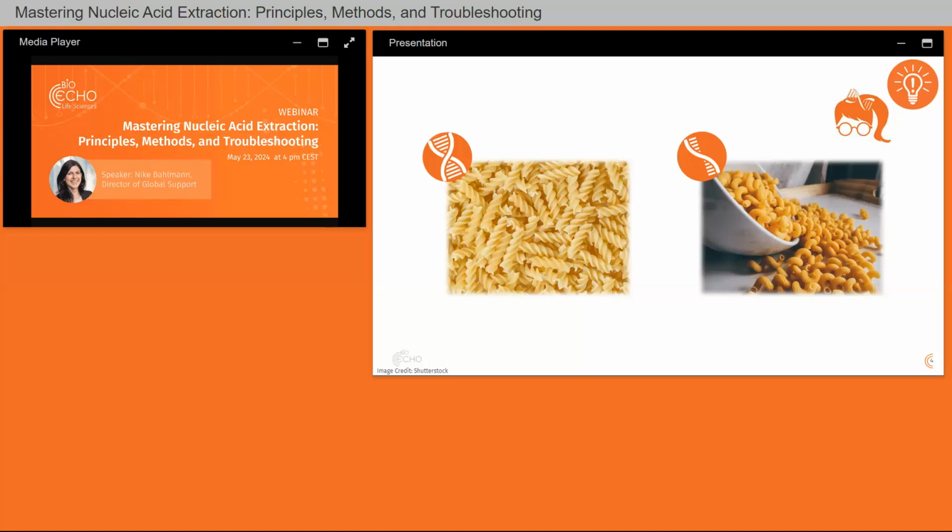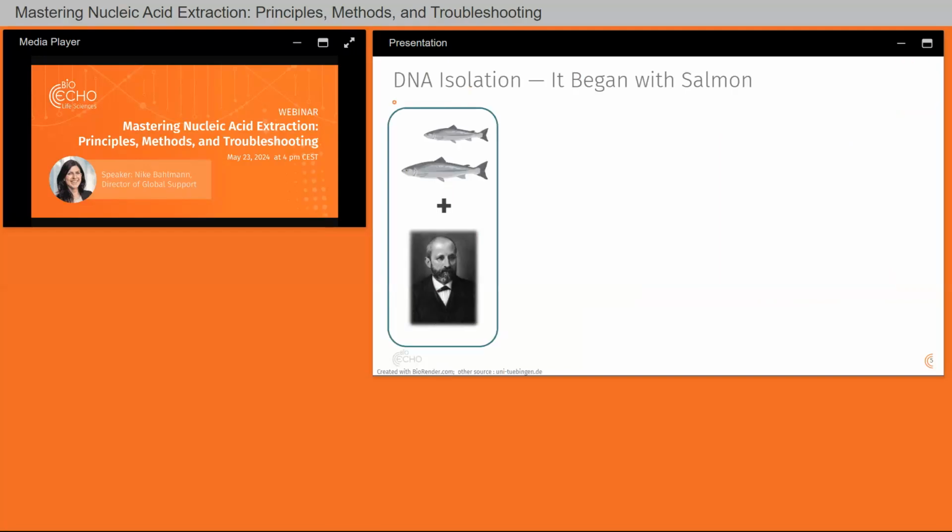Continuing with food, did you know that one of the first DNA molecules was extracted from salmon? More than 150 years ago, this Swiss-German biochemist discovered a new substance in cells, which he called nuclein. This biochemist is all but forgotten, but it was Friedrich Miescher who laid the foundation for our daily business dealing with nucleic acids. And he also was the founder of the central dogma of molecular biology.